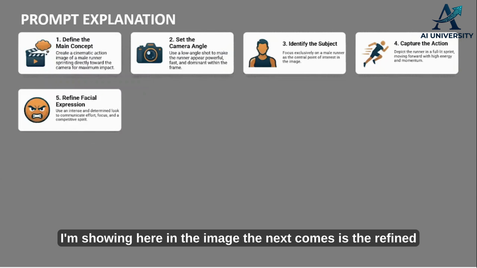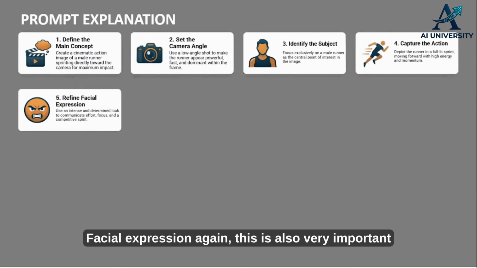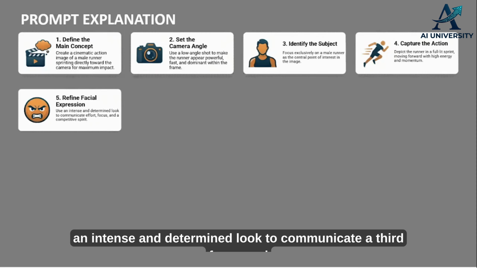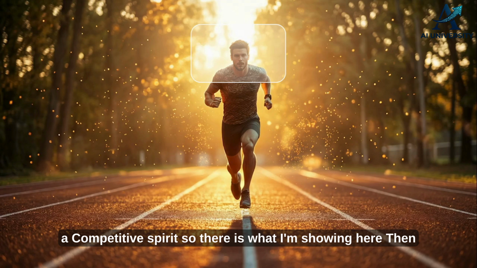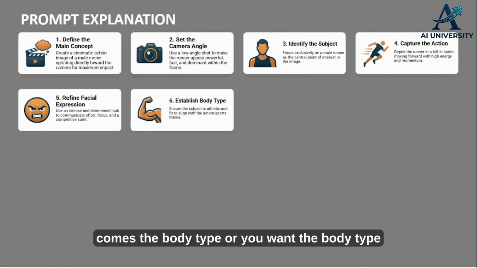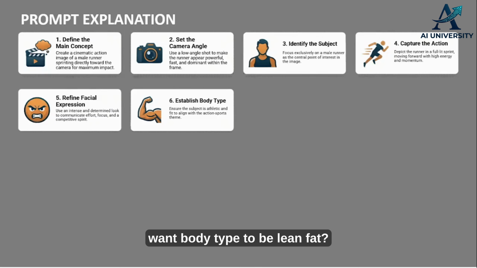The next one is refining the facial expression. Again, this is also very important. How the male runner or a female runner's facial expression should appear matters a lot in the image. So I have explained here: use an intense and determined look to communicate effort, focus and a competitive spirit. So this is what I'm showing here. Then comes the body type, how you want the body type. If you want the body type to be athletic, lean, or fat, you can just define it here.